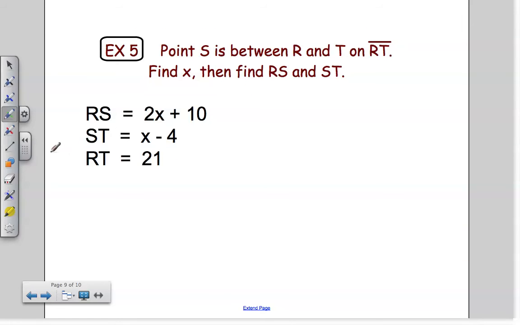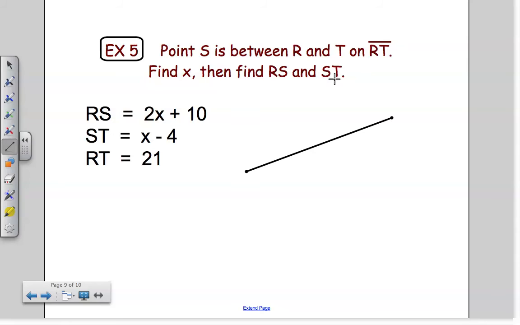And the last one is the best because we get to use some algebra here. Point S is between R and T on line segment RT. Find X, then find RS and ST, and I have an expression for each of these. What should I start with? I think I should start with a picture.